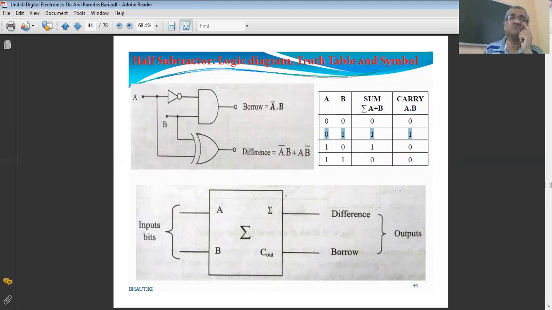So this is the half subtractor. The half subtractor circuit is used to subtract only 2 binary digits, or we can say 2 bits. It performs the subtraction of 2 bits, and therefore at the output there is a difference signal and the borrow signal. So this is the half subtractor.